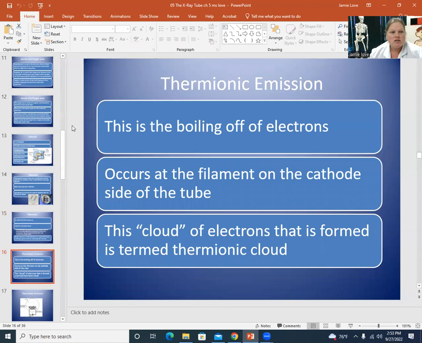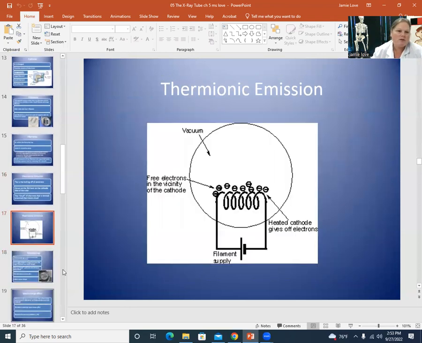Now, thermionic emission, a fancy word for just saying that we are boiling off electrons. So we heat that filament up till incandescence and little electrons become boiled off of it. This occurs at the cathode on the filament. There's a cloud of electrons that's formed there. This is called the thermionic cloud. Here's a little picture of it. Our little wire with our electrons just navigating there, little negative charges sitting on the wire being boiled off.